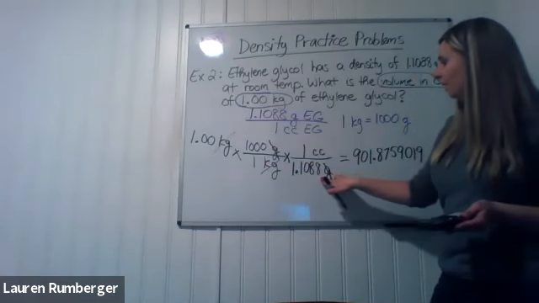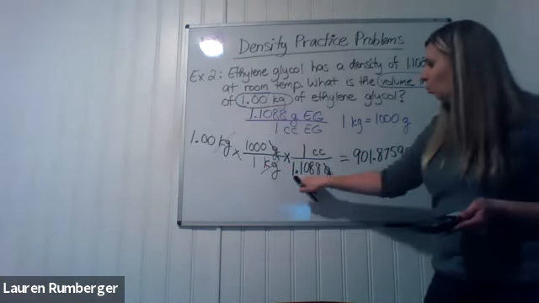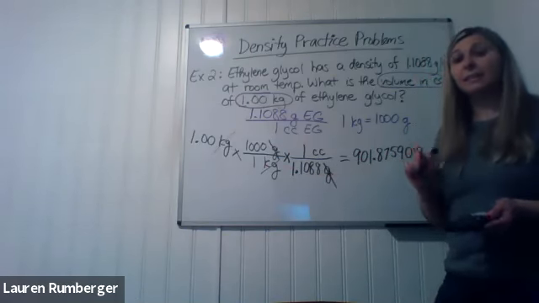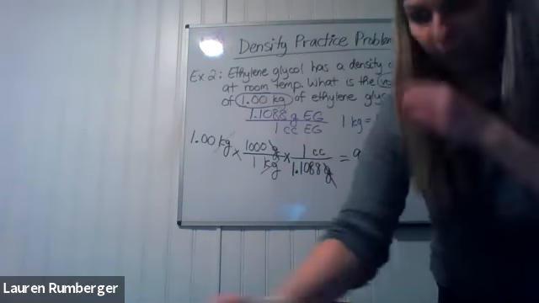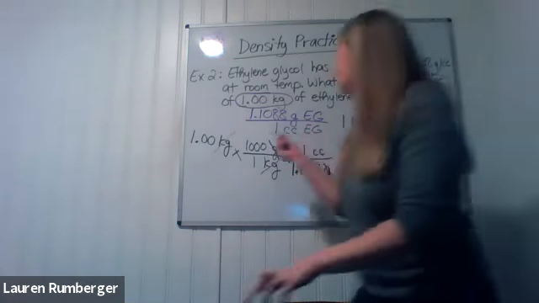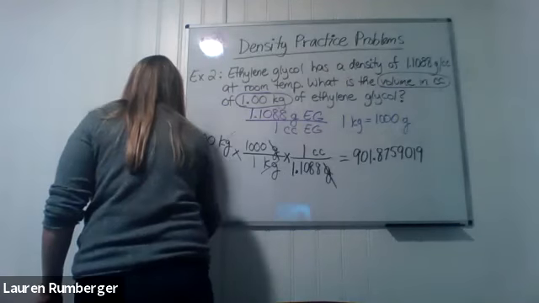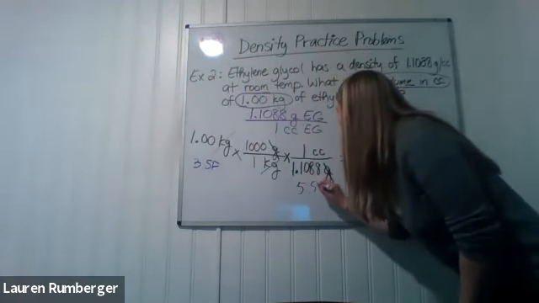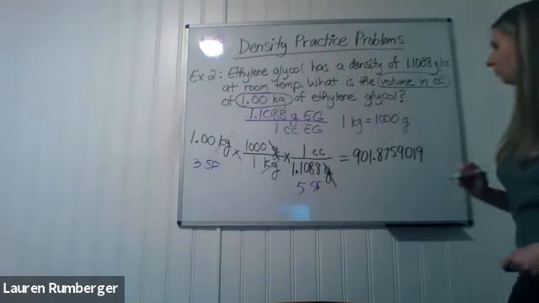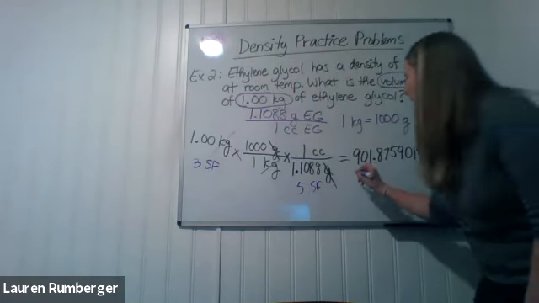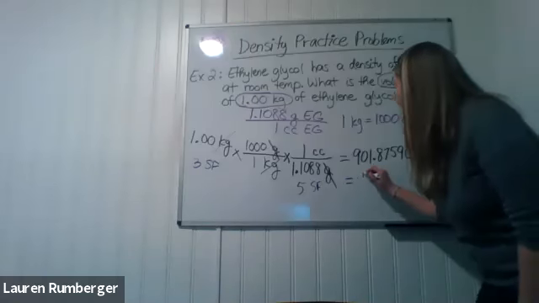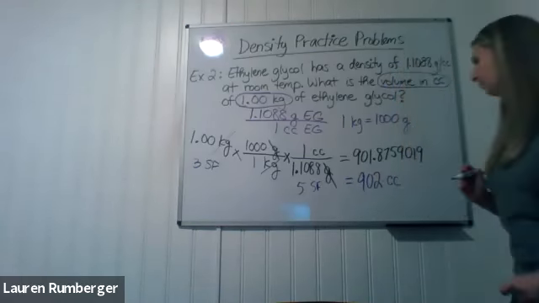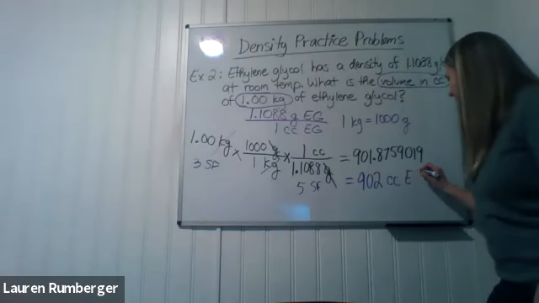Here you have a measured value for the density. 1, 2, 3, 4, 5 significant figures. The least number of sig figs, so let's write this down first. So this was 3 sig figs. This was 5 sig figs. So therefore our final answer will be rounded to 3 significant figures, 902 cubic centimeters of our ethylene glycol.